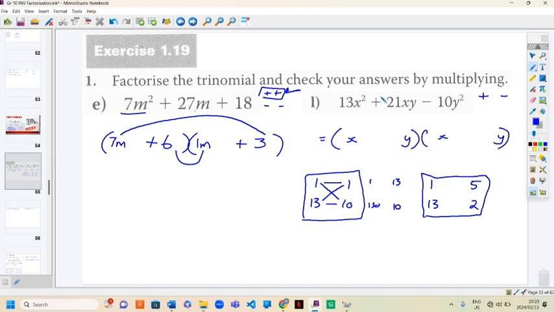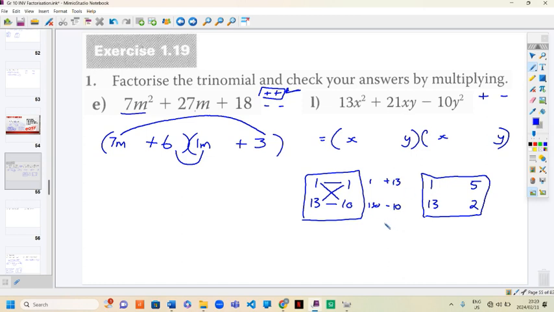For this to be positive, which one of these numbers has to be positive? The bigger one or the smaller one? The bigger one has to be positive. If you don't know what I'm talking about, go watch my other trinomial video. It explains everything in there. So that's positive 13 minus 10.